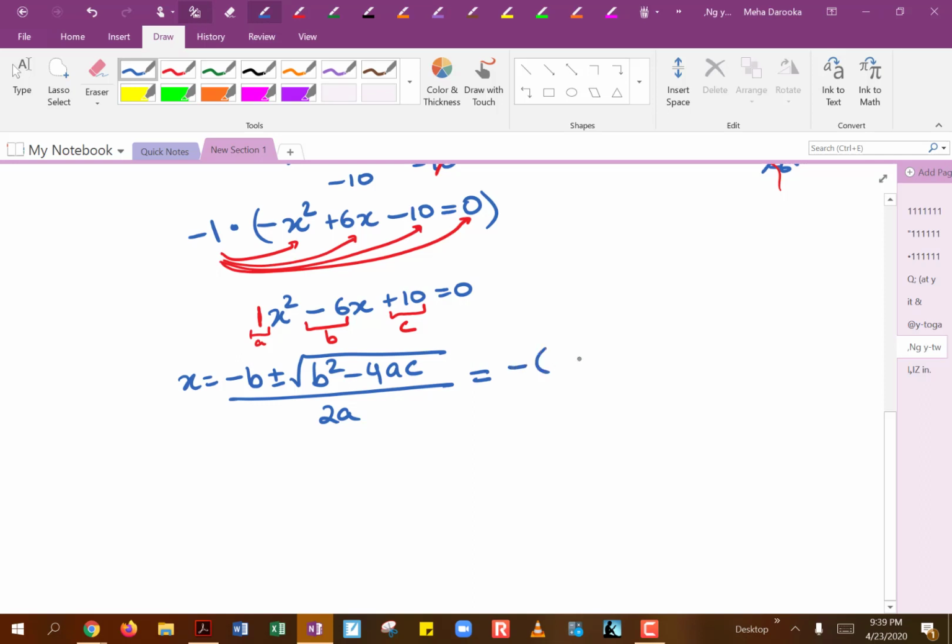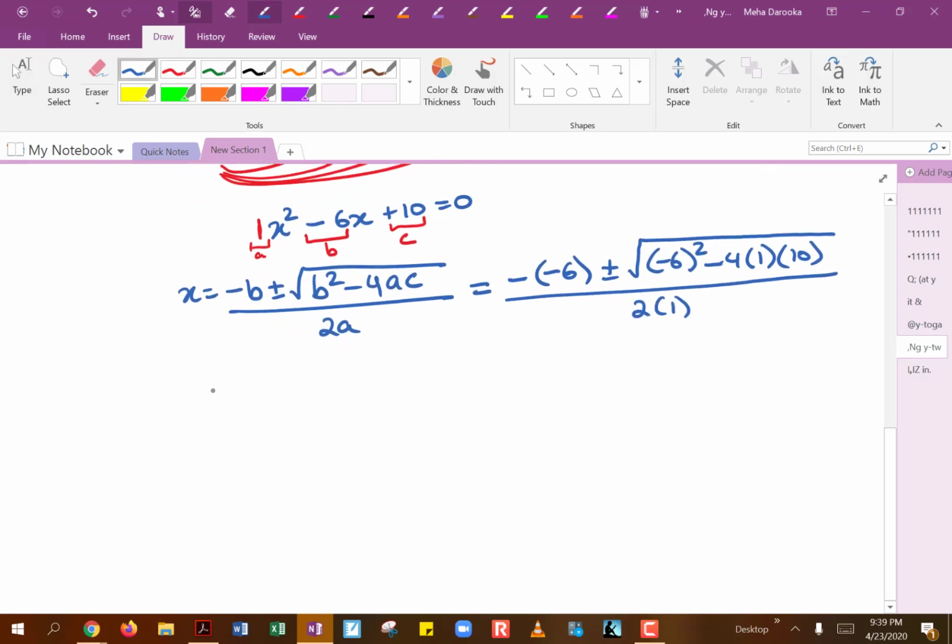I have negative b, so that would be negative and then -6 inside the parentheses, plus or minus inside our radical, -6 squared minus 4 times a, which is 1, c is 10, whole thing divided by 2 times 1, and that will end up giving us positive 6 plus or minus, -6 squared would be positive 36, minus 4 times 1 times 10 will end up becoming 40, and divided by 2.